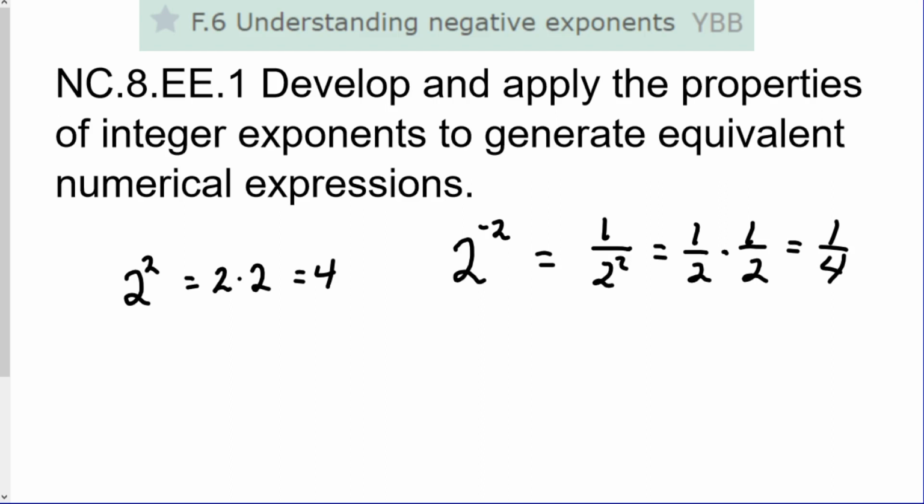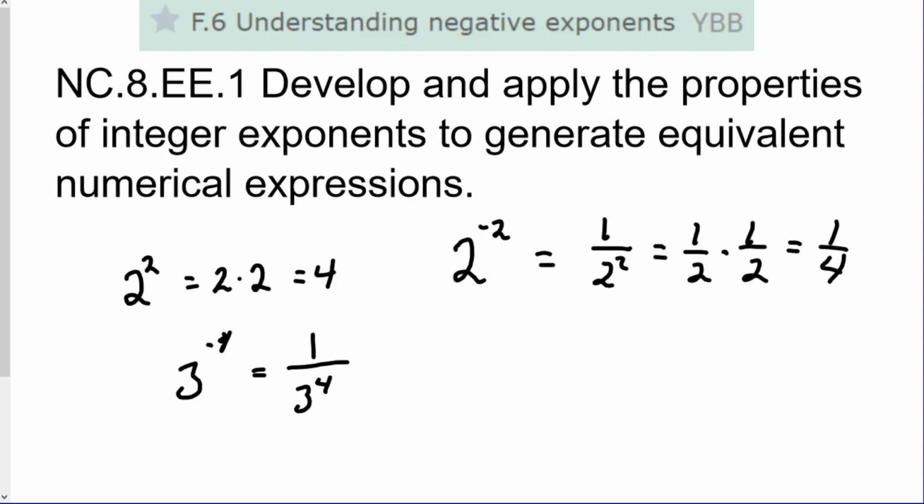So let's look at a couple more examples really quick. 3 to the negative 4th. If you have a negative exponent, we're just going to move it to the other side of the fraction bar and make it positive. That's all there is to it. Because now we're dividing multiple times instead of multiplying multiple times.